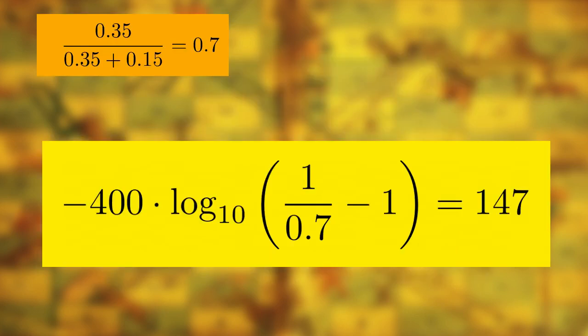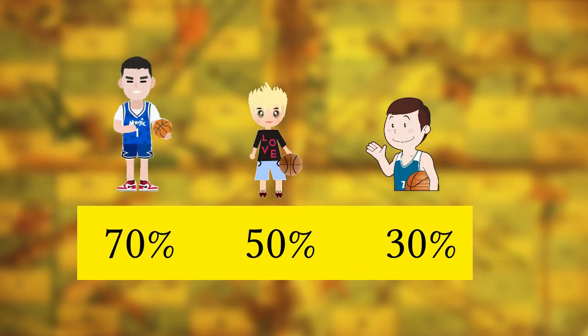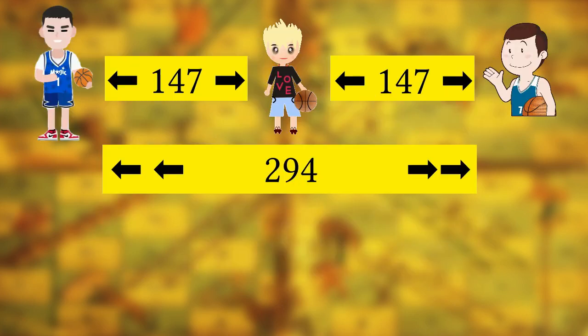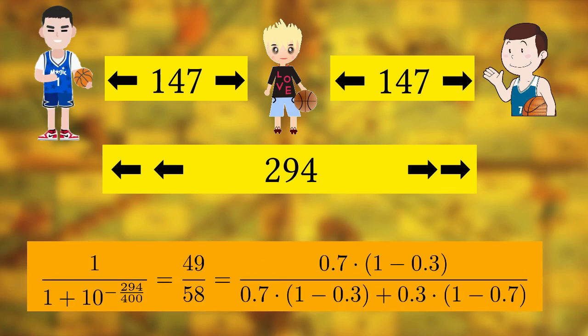is 147. Now add my little brother, who makes a free throw 30% of the time. I too win 1 point from him 35% of the time and he 15%. So our rating difference is the same, 147. Elo ratings are additive. So the rating difference between you and little brother is twice that, 294, which, lo and behold, translates back to exactly 49 divided by 58, your win rate against him.